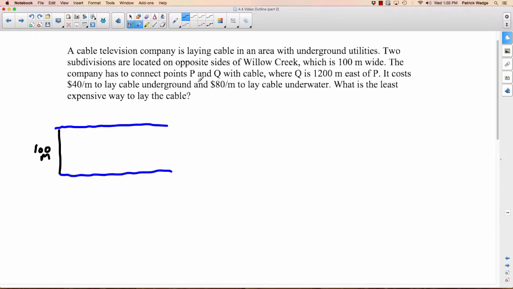The company has to connect points P and Q with cable. So I'm going to call this point right here point P, and Q is 1200 meters east of P. They're on opposite sides of the Willow Creek. So 1200 meters down is point Q. So this distance from here to here is 1200. It costs $40 per meter to lay cable underground and $80 per meter to lay cable underwater. What's the least expensive way to lay the cable?